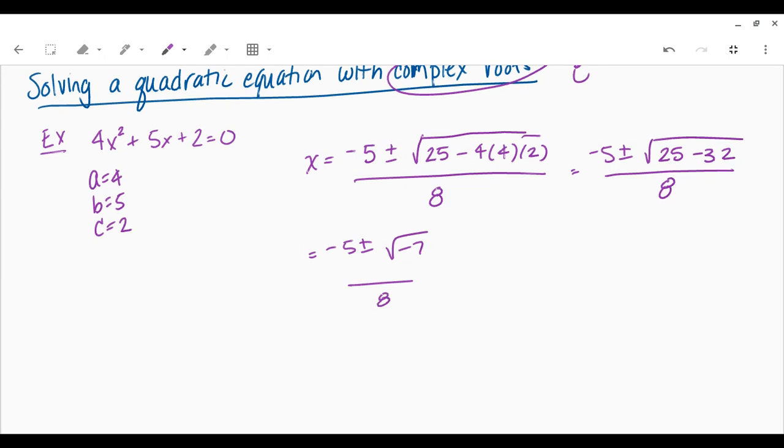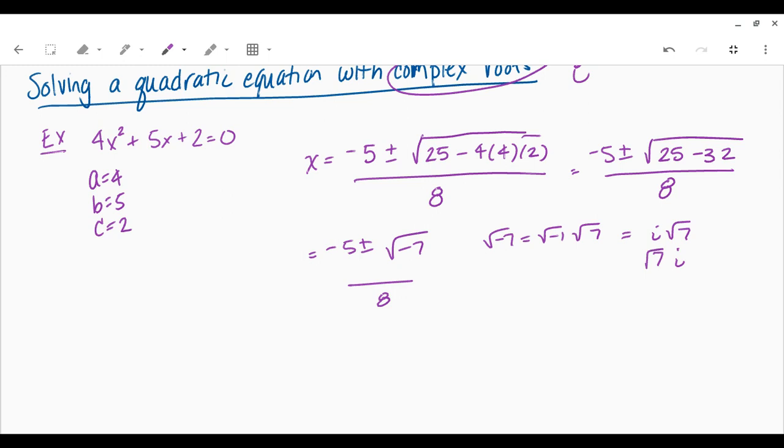Okay, and then just remember the square root of negative 7 is the square root of negative 1 times the square root of 7. So i square root 7. Okay. Some books might have you write that as square root of 7 i too. Sometimes you put the i out front so that it doesn't look like it's under the radical.